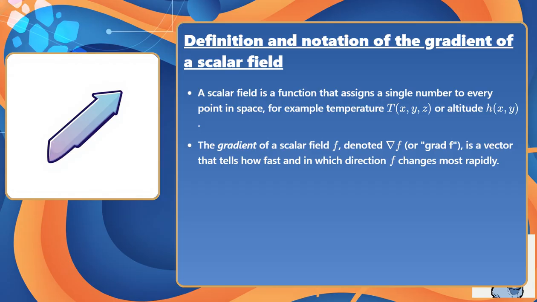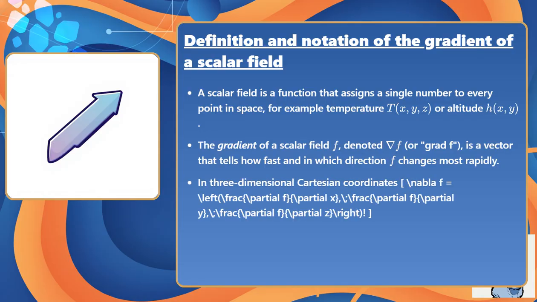The gradient of a scalar field f, denoted del f, or grad f, is a vector that tells how fast and in which direction f changes most rapidly. In three-dimensional Cartesian coordinates, del f equals the vector of partial f over partial x, partial f over partial y, partial f over partial z.